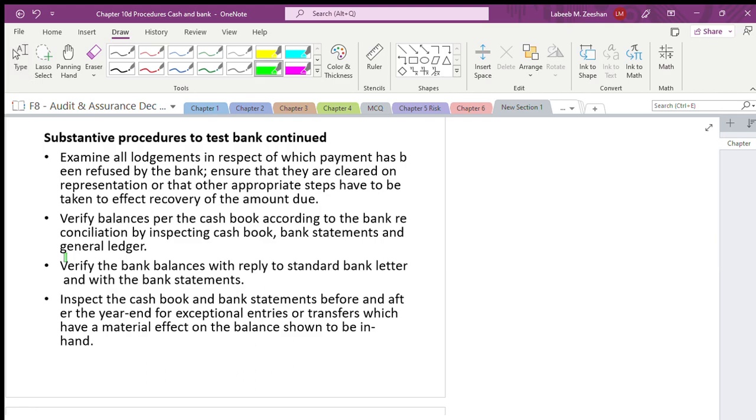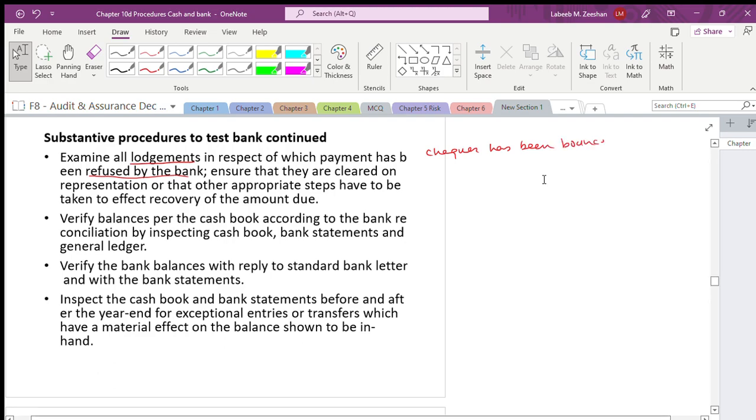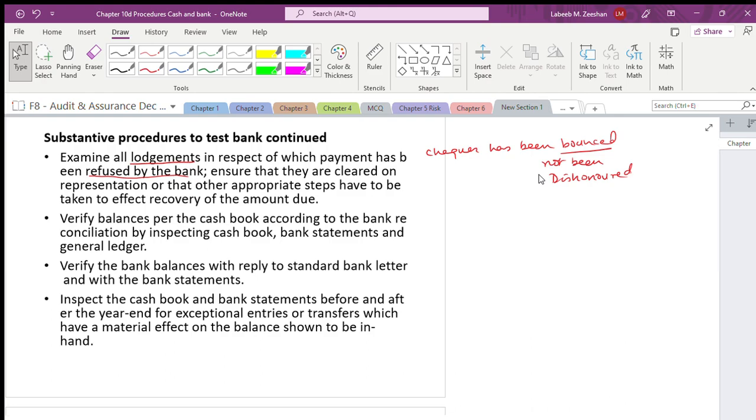Examine all lodgements, all the transactions that have been paid in, in respect of which payment has been refused by the bank. If any cheques have bounced or have not been cleared, in banking terms it is dishonored. Examine all the dishonored payments refused by the bank. Ensure that they are cleared on representation or that appropriate steps have been taken to effect recovery. If any cheques have been dishonored, you have to take proper follow-up action.